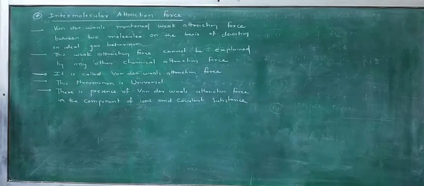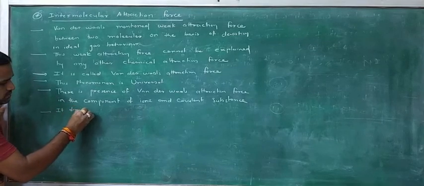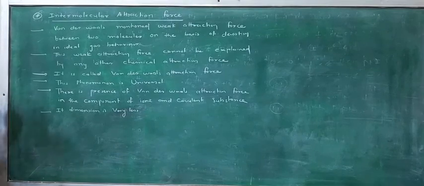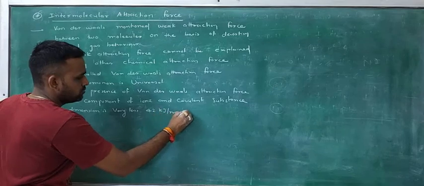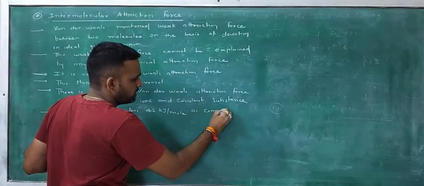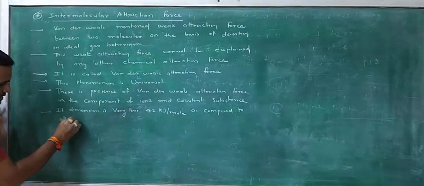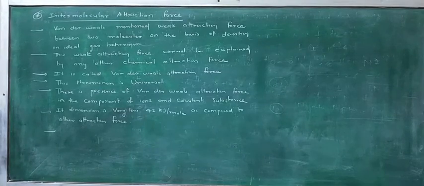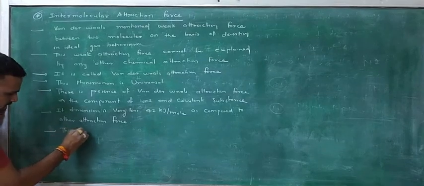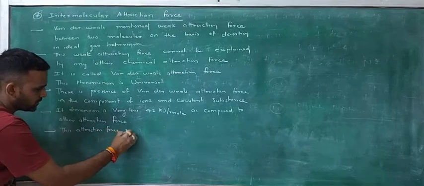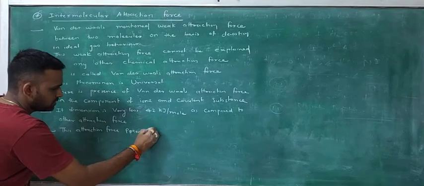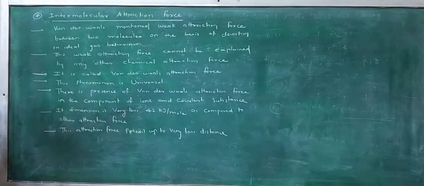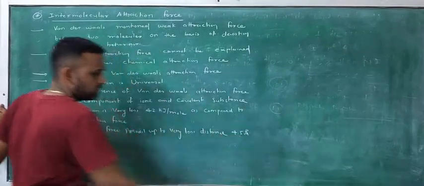Its magnitude is very small, that is 42 kilojoule per mole, as compared to other attraction forces. Then the next point: you can also say this attraction force prevails up to a very short distance, that is 4.5 angstrom.